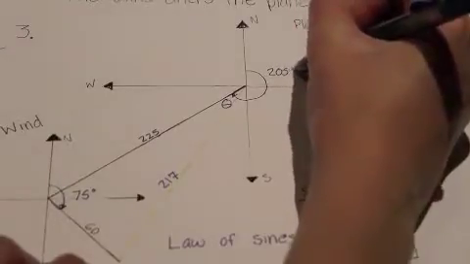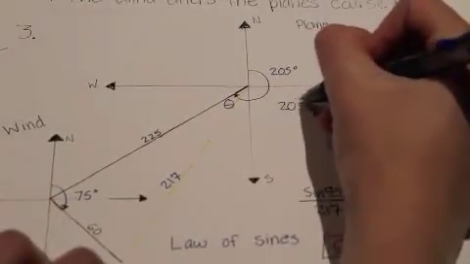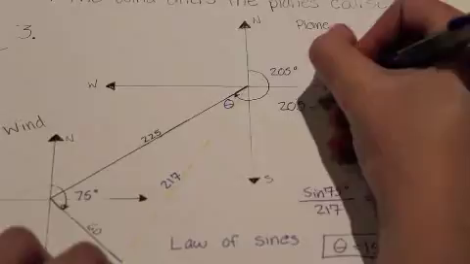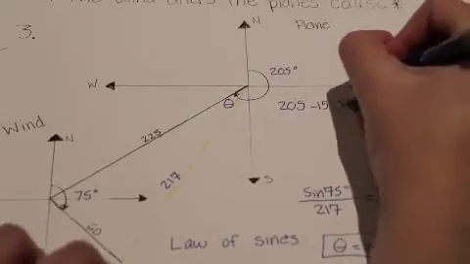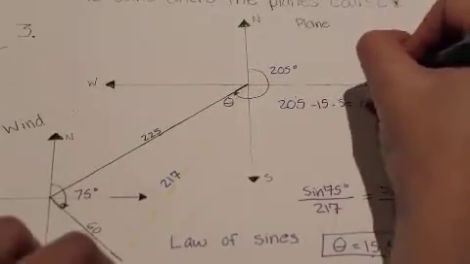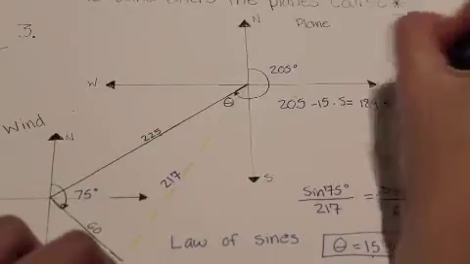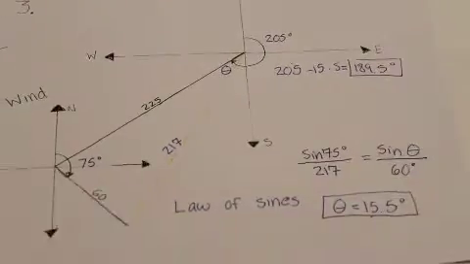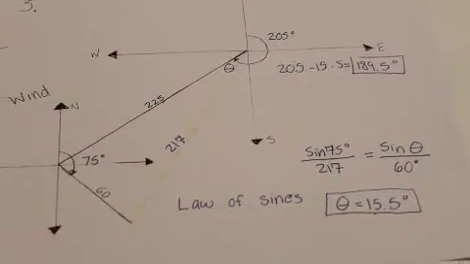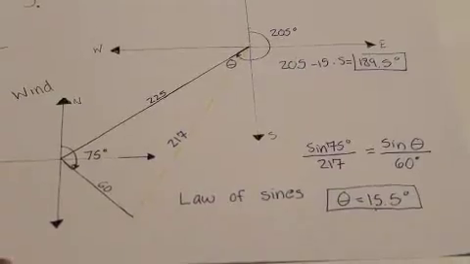But this is not the actual bearing of the plane. So, to find that, we must subtract it from the original bearing of the plane, which was 205, and then we get 189.5 degrees. So, using vectors, we found that the new course of the plane was 217 feet per hour with a bearing of 189.5 degrees. It was just the wind.